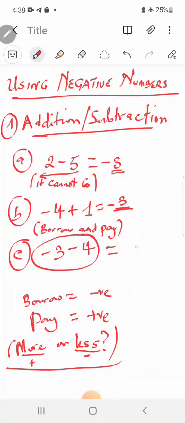Because we borrowed and borrowed. So we borrowed 3,000 and we borrowed some extra 4,000. So all the way we only borrowed. Our answer must be a negative. Of how much now? How much did we borrow altogether? 7,000. That is it for addition and subtraction of negative numbers.